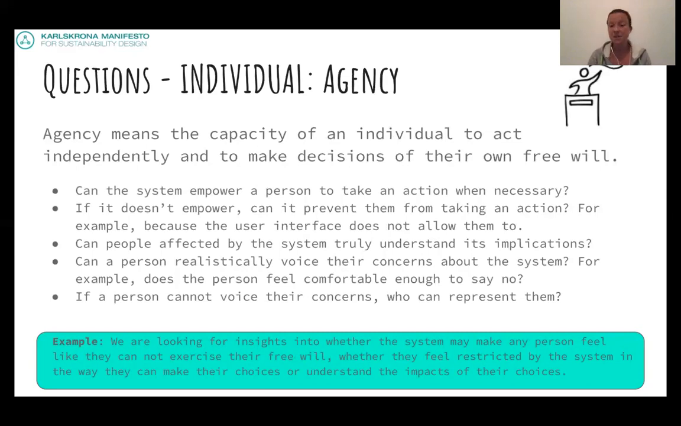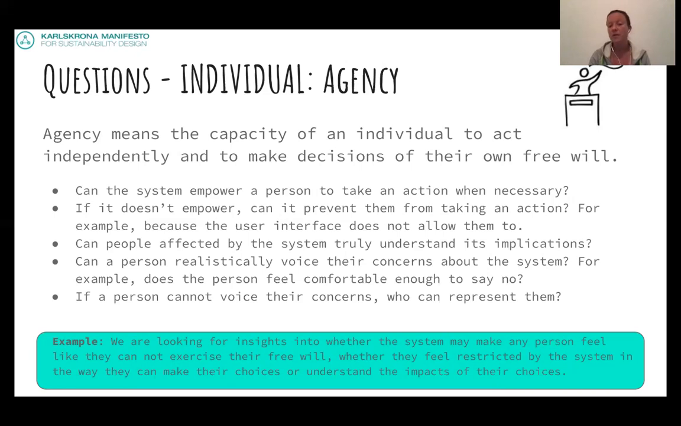Agency. Agency means the capacity of an individual to act independently and to make decisions of their own free will. Would you say the system can empower a person to take an action when necessary? If it does not empower, can it prevent them from taking an action? For example, because the user interface does not allow them to. Can people affected by the system truly understand its implications? Can a person realistically voice their concerns about the system? For example, does the person feel comfortable enough to say no? If a person cannot voice their concerns, who can represent them?